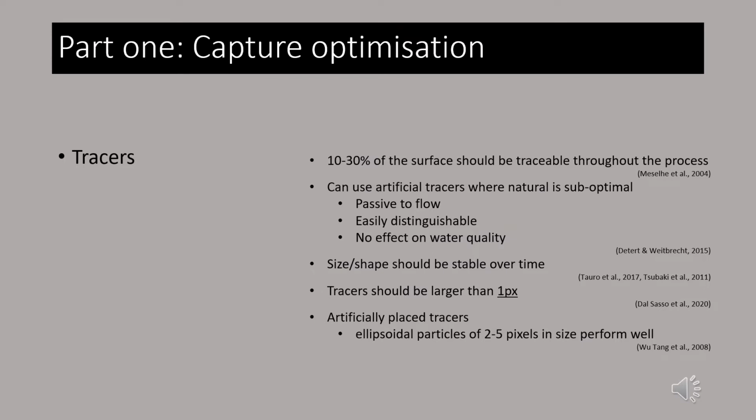For a tracer to be good in shape and size over the time of the sequence, it's typically got to be larger than 1 pixel of the image, which goes back to the GSD that we were talking about previously. For artificially placed tracers, ideal particles should be ellipsoidal and between 2 to 5 pixels in size. They've been shown to perform best.